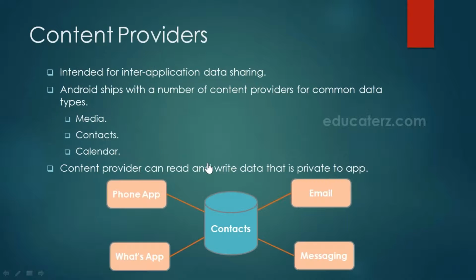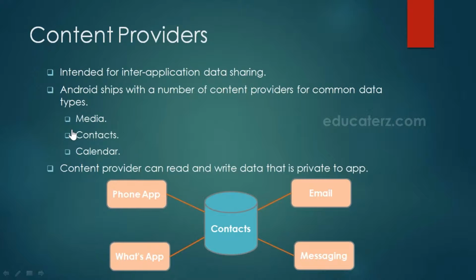The next application component is the content provider. The name itself gives the definition: it is going to provide content. Now let us see how and to whom. The content provider is intended for inter-application data sharing, meaning sharing data between applications. Android by default provides a number of content providers for common data sharing, like media, such as your gallery application or music songs. These come under the content provider, and so does the calendar, which provides the details of your events.